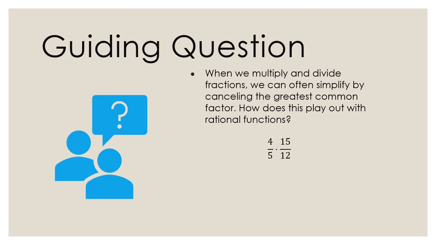For example, 4 over 5 times 15 over 12. Well, that becomes 4 times 15 over 5 times 12, because you multiply straight across. Remember that 15 is really just 5 times 3. So that's 4 times 5 times 3. And then 12 is really 4 times 3. So you've got 5 times 4 times 3. Notice that the 4's are going to cancel, the 5's are going to cancel, and the 3's, and your result is just 1. So how does this play out with rational functions? We're going to talk about that.